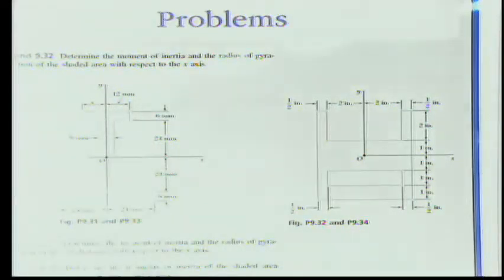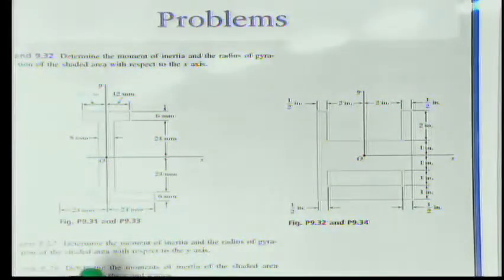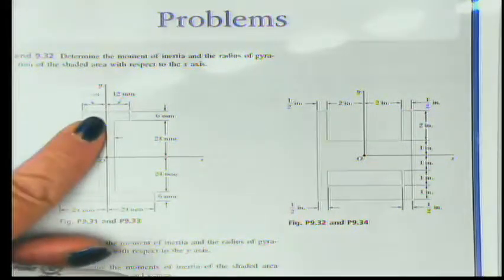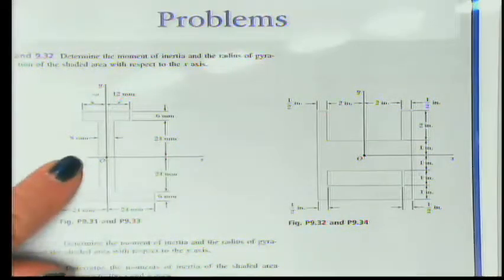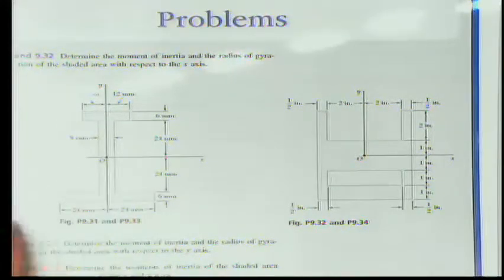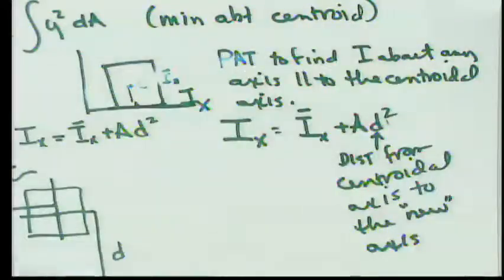Each one of those is a rectangle, and we know from our table what the moment of inertia of each of those is about their own centroid. So then if we can determine the distance between the centroid of this flange about this axis, x, we can use the parallel axis theorem. Same for the web, same for the bottom flange. All right, so let me show you how that works.